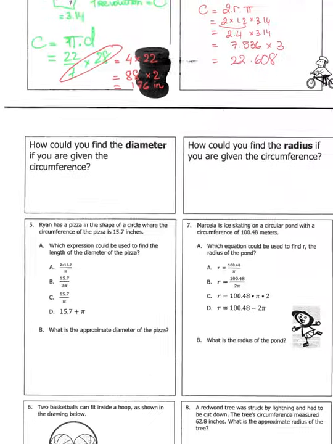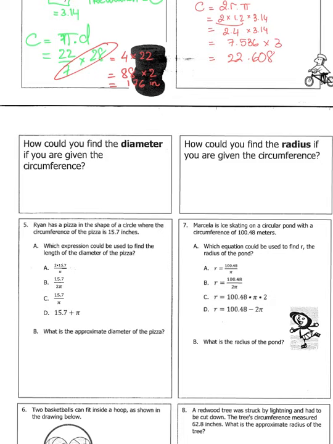Now, how could you find the diameter if you are given the circumference? And how could you find the radius if you are given the circumference? So this one is working backward. We know circumference is pi times diameter. So if I'm looking for the diameter, I am going to divide. So diameter will be circumference divided by pi, or take the circumference divided by 3.14.